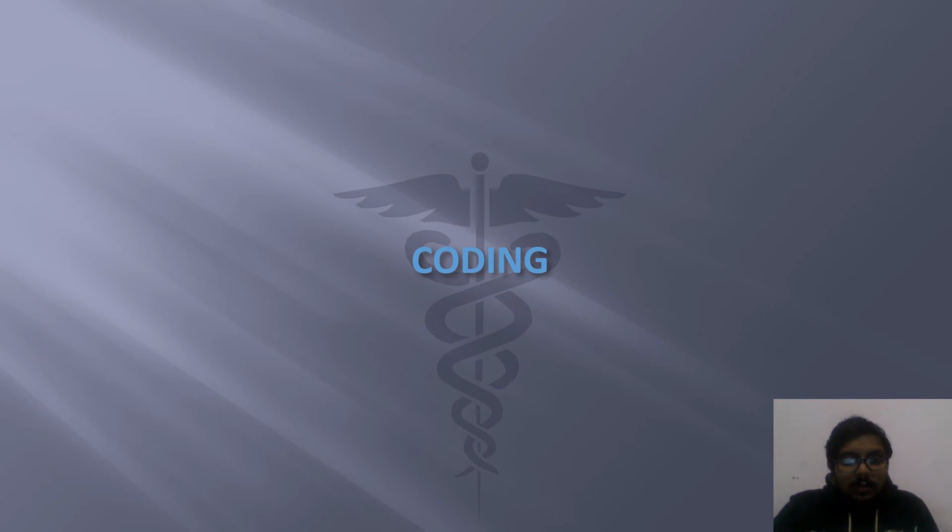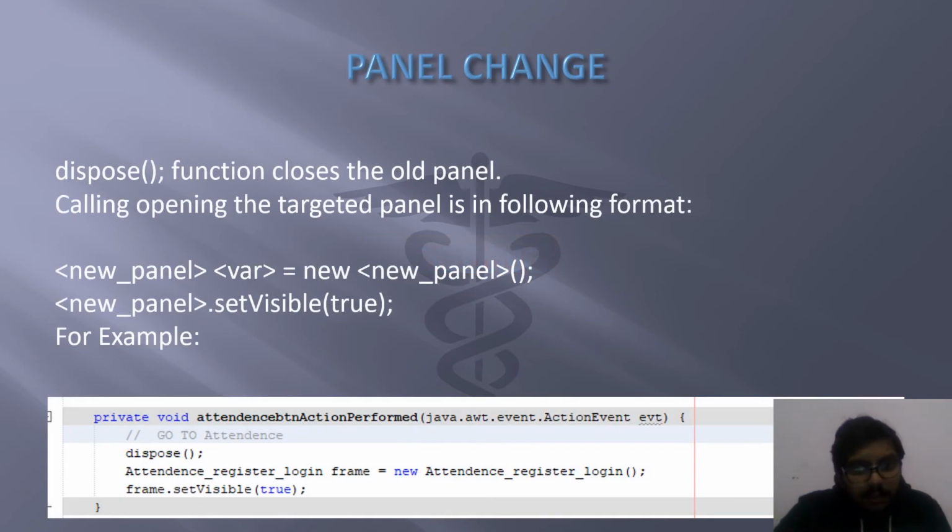So let's now go to the coding part. From the next slide I will be explaining the coding part of the application. I will also explain the coding part and show the code in NetBeans when I show the execution and running of the application. In this slide I want to explain about the panel change coding.